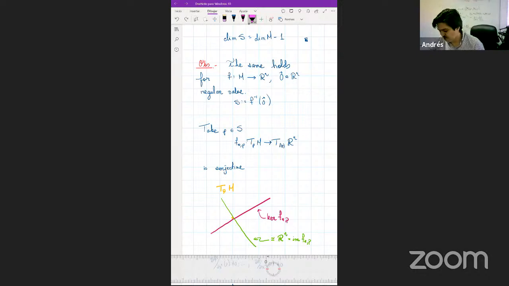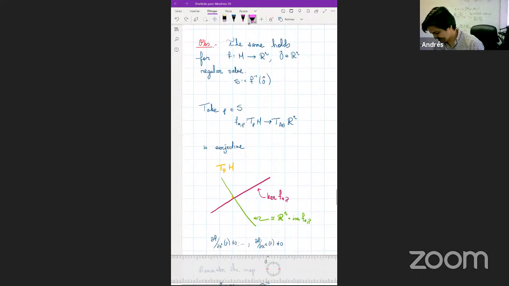Okay, note that this is a subspace. This green one is isomorphic, so that one you cannot change. The kernel is a subspace. The other one is any other complementary subspace. But the red one is fixed because it's the kernel. The green one is any other complementary subspace. Good.